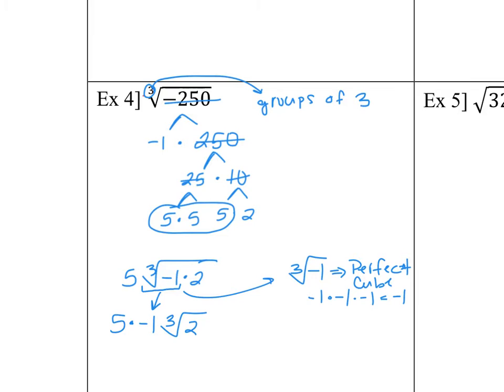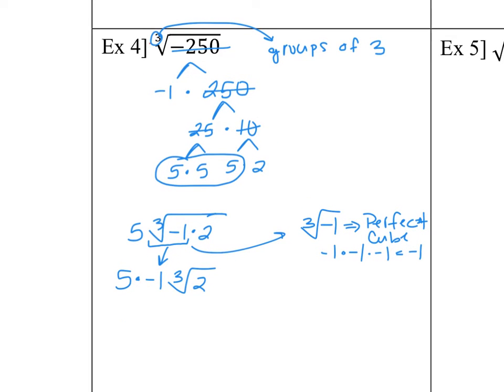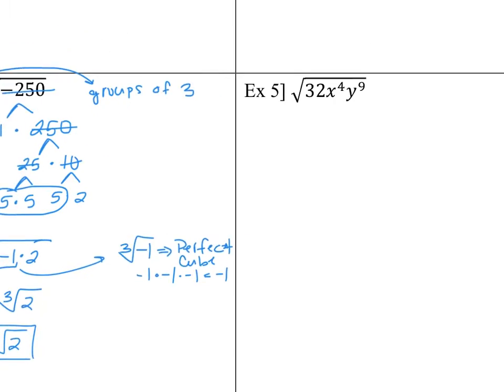Then let's clean this up. 5 times negative 1 makes negative 5. Cube root of 2. There's my simplified version. So if you have a negative underneath a cube root, it's just equal to negative 1. A negative underneath a square root is an imaginary number. That's the i. So it's a little bit different.